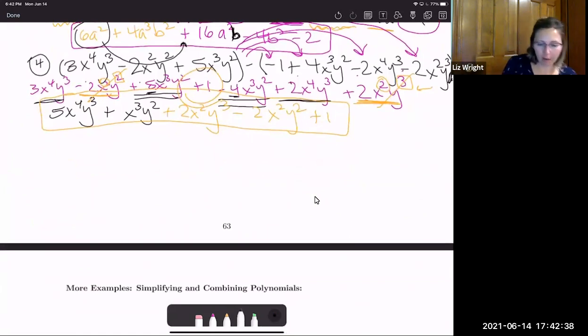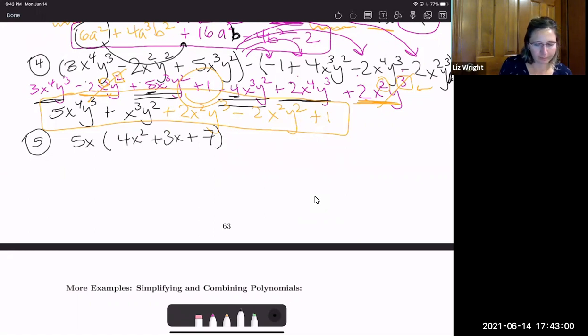Let's try our first multiplication one. So when we're multiplying, this time we are multiplying by a monomial. So we're taking a trinomial and we are going to multiply it by a monomial. So we've got 5x times 4x squared plus 3x plus 7. So this is our first multiplication one.